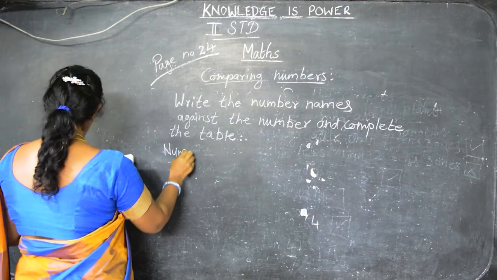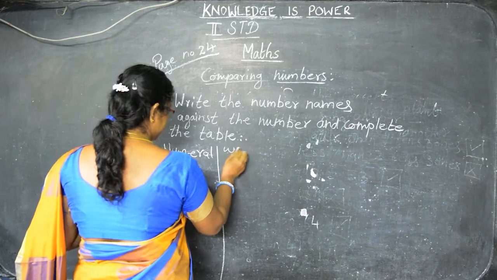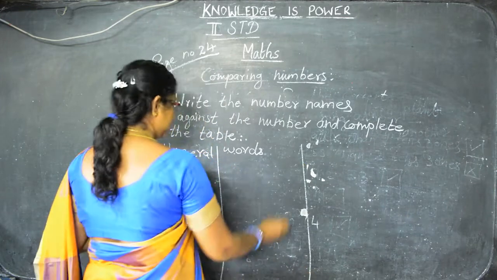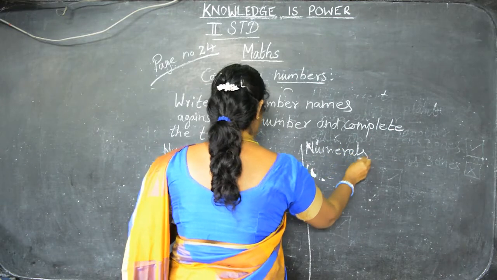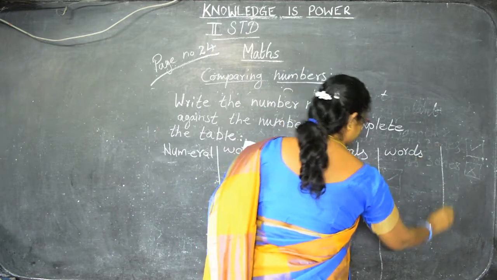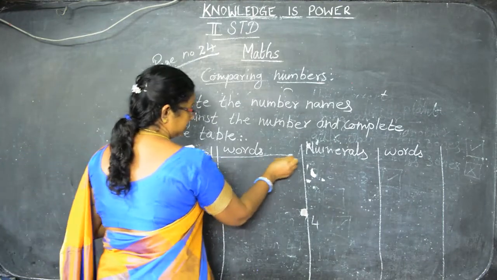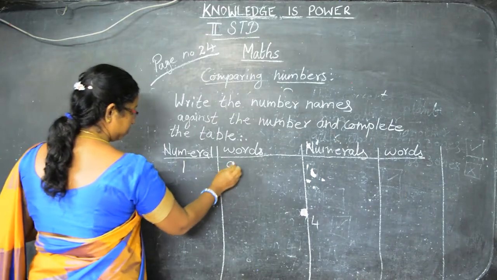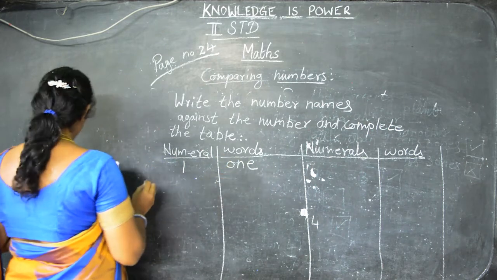Numerals. Here we are going to write in words. In words. Here again numerals, and you are going to write in the words. Already in first standard you studied 1 to 100. How to write the words. See here. 1 is given. O-N-E. You are going to write this one in words. This is called number names.